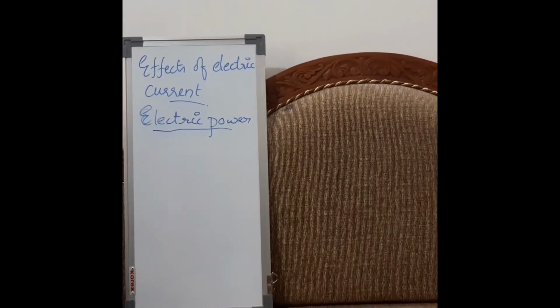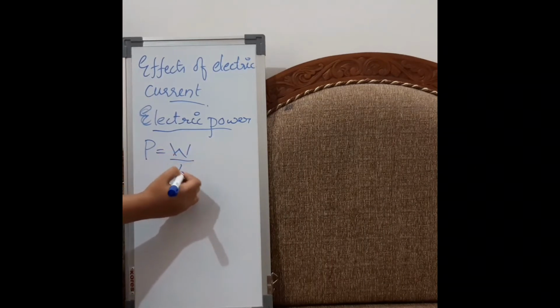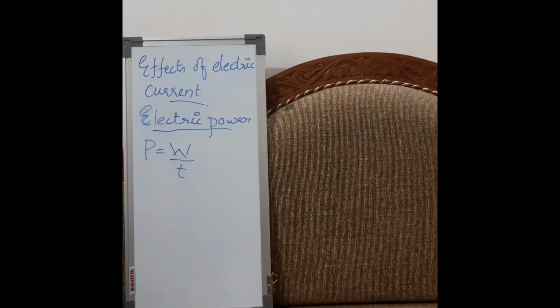What is electric power? The amount of energy consumed by an electrical appliance in a unit time is its power. Power means the amount of energy an electrical appliance consumes in a unit time, for example in 1 second or 1 minute. The amount of energy consumed in unit time is known as electric power. So power is calculated by P is equal to W by T. What is the unit of power?